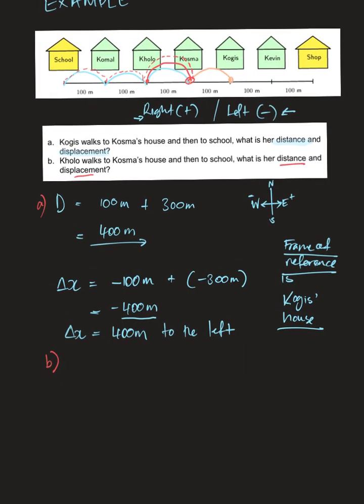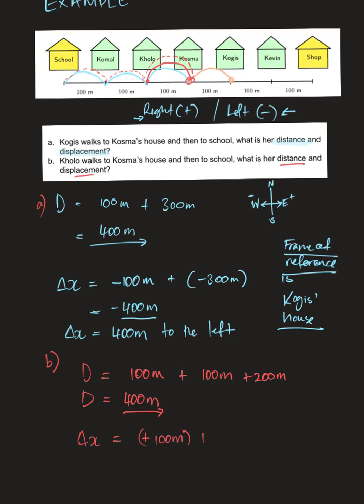All right, so let's look at Kolo's situation. With Kolo, in terms of distance, Kolo walked 100 meters from her house to Cosma's house. Then she walked another 100 meters back to her own house. Then she walked another 200 meters to school. So her total distance was then equal to 400 meters. That was her distance. Right, let's look at her displacement. If we're going to take anything that moves to the right as positive, she first walked 100 meters.